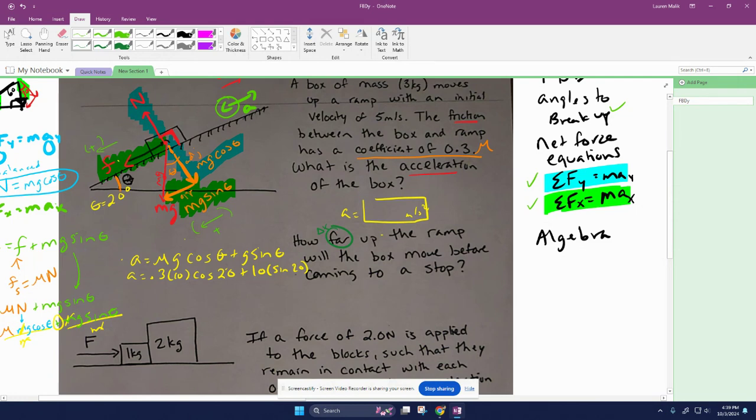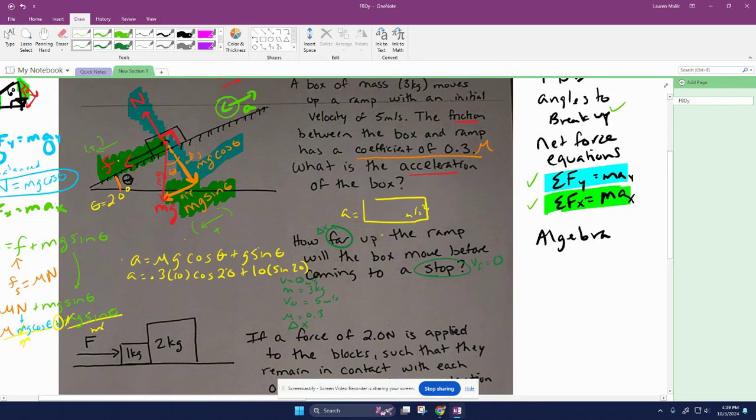Okay. So from that previous block of information, we knew that our mass was 3 kilograms. We knew that we had an initial velocity, or v naught, of 5 meters per second. We knew we had our coefficient of friction of 0.3. And we have our acceleration from the previous question. And then we want to find our delta x. Down here, if I keep reading, we want to find how far up the ramp the box will move before coming to a stop. So this tells us that our final velocity needs to equal 0.